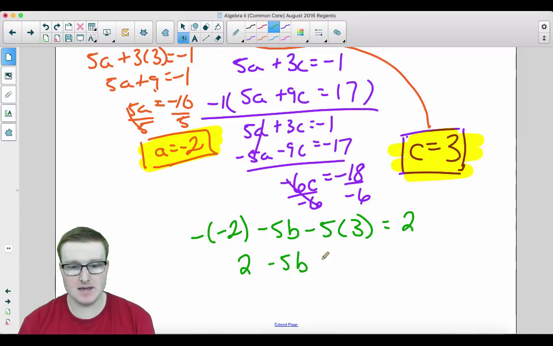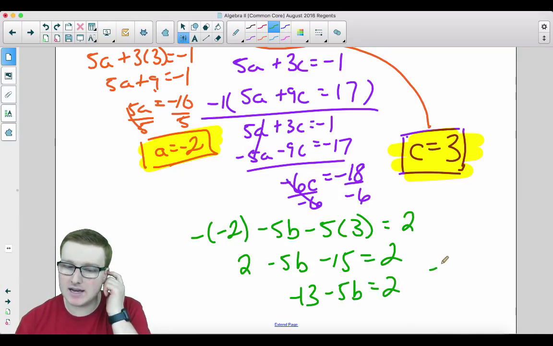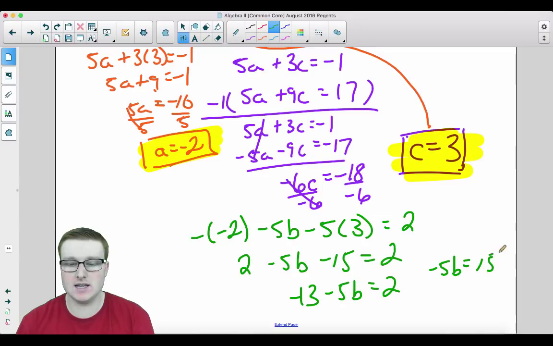Positive 2 minus 5b minus 15 equals 2. Combine like terms. Negative 13 minus 5b equals 2. Add that 13 on both sides. We get negative 5b is equal to 15. Divide by that negative 5 on both sides. And we get b is equal to positive 3.